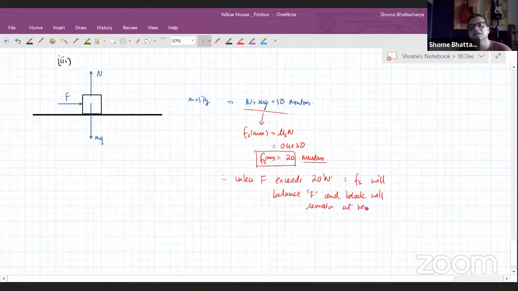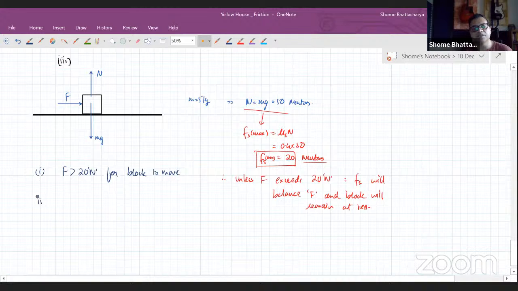Okay, so this really answers all the things. It answers the first part, that F has to be greater than 20 newtons for the block to move. Even slightly will do. So 20.0000 something one will also do. Basically the limit value is 20. The moment you're greater than 20, the block will move.